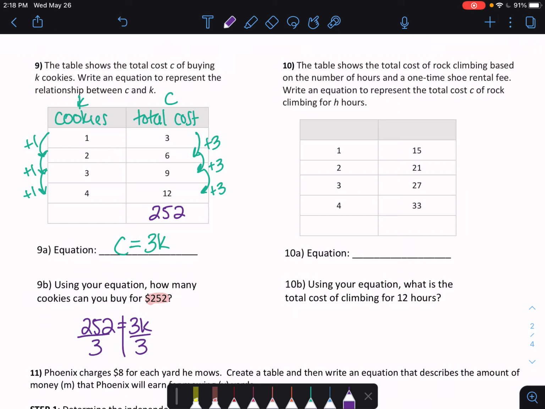And 252 divided by 3 is 84, so K equals 84 cookies.